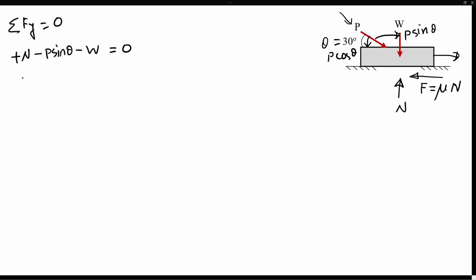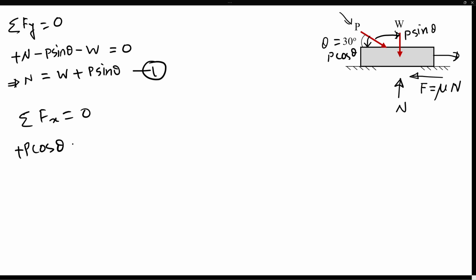Everything summed to 0. So then we can write N is equal to W plus P sine theta. This is our equation number 1. If we write Fx is equal to 0, then we have the P cosine theta to the right direction, and then minus F. That's the two forces we have in x direction. Everything summed to 0. So then P cosine theta minus F, which is the mu N normal force.